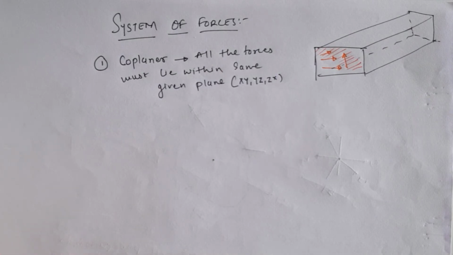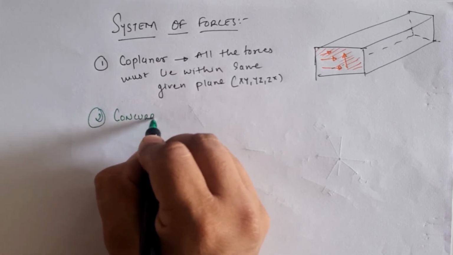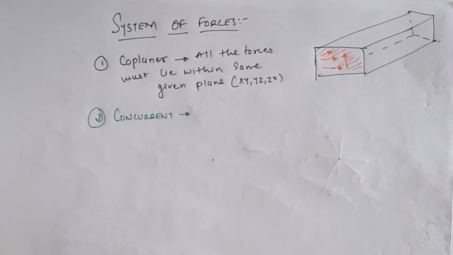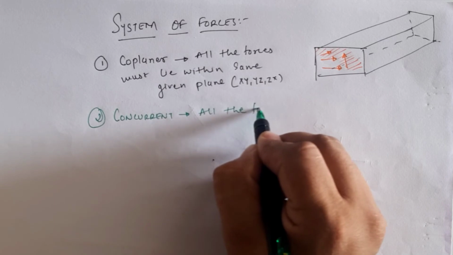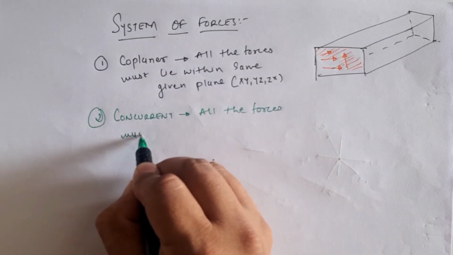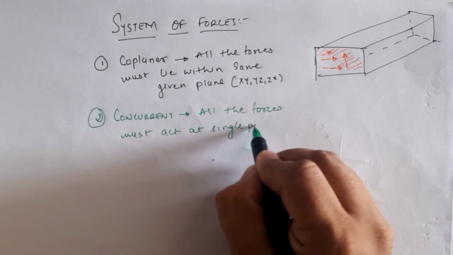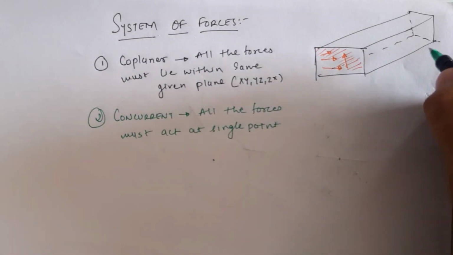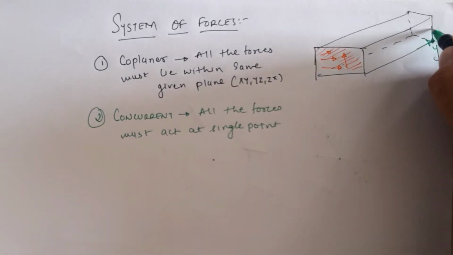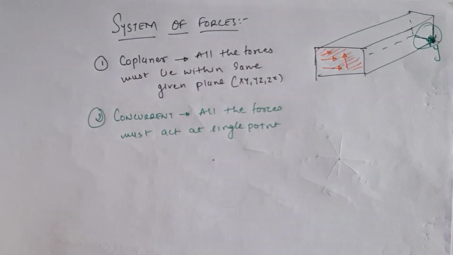Now the second system is the concurrent force system, in which all the forces must act at a single point. It means if on this body we apply forces on this point, known as the y point, then the forces on this point are known as concurrent forces.